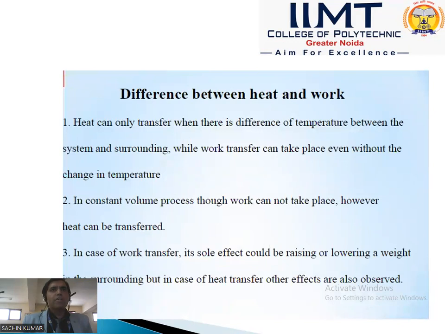Next is the difference between heat and work. Heat can only transfer when there is a temperature difference between the system and the surroundings, meaning heat is always transferred from higher temperature to lower temperature.